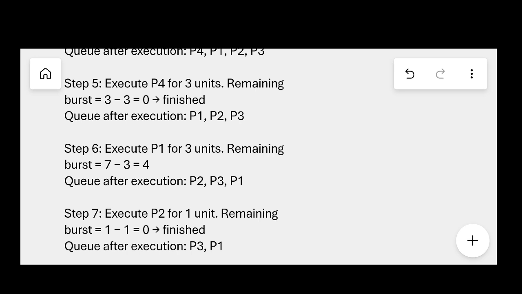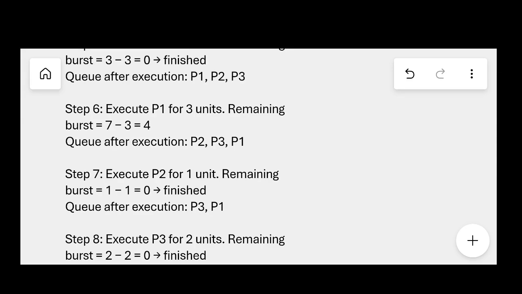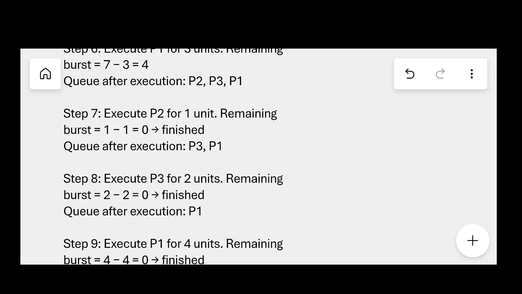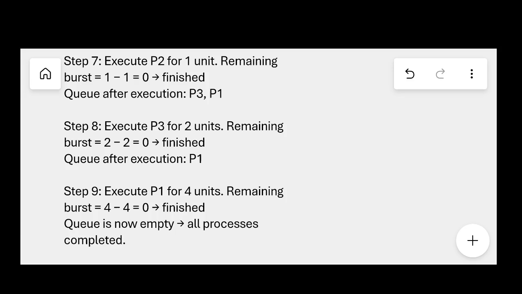Now the queue has P1, P2 and P3 again. P1 runs for 3 units, so the remaining is 4 units. Then P2 runs for 1 unit and finishes. Then P3 runs for 2 units and finishes. Then P1 runs for the remaining 4 units and finishes. Now all processes are completed.